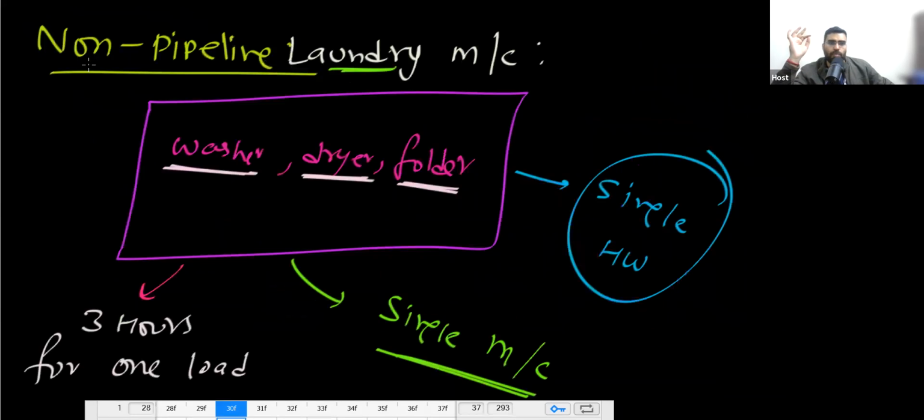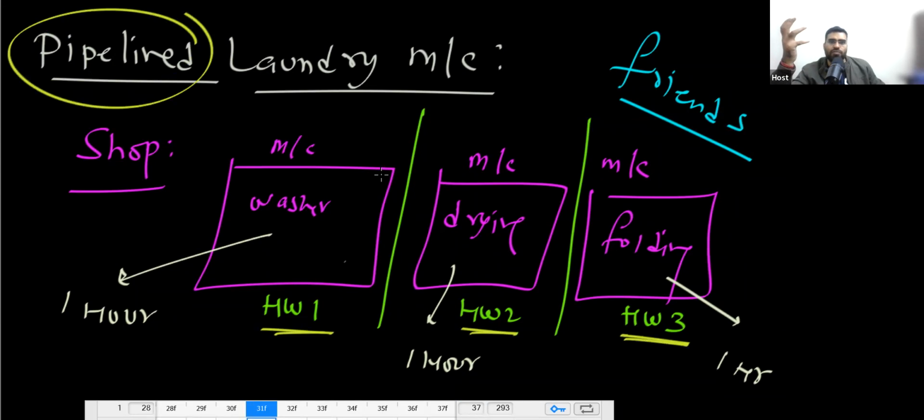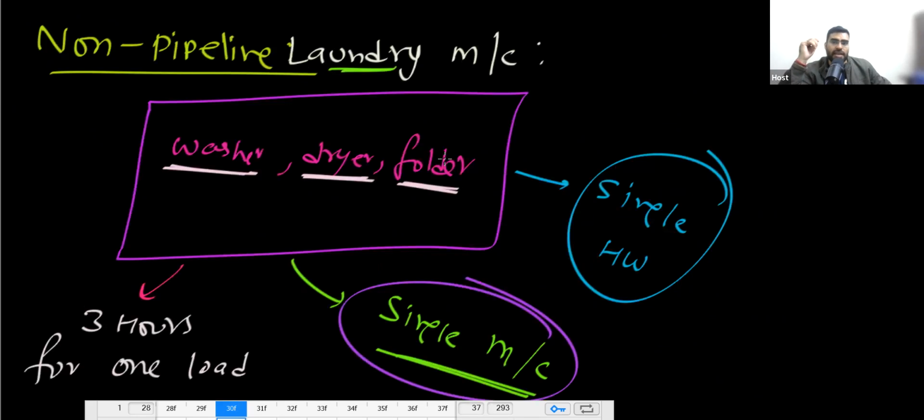In the non-pipeline laundry, there was a single machine. Did you understand the difference between pipeline and non-pipeline? Let me give you an example. In your house you have a washing machine. Can you use it as a pipeline? Can you do this, that when something is drying, something else is washing? No.